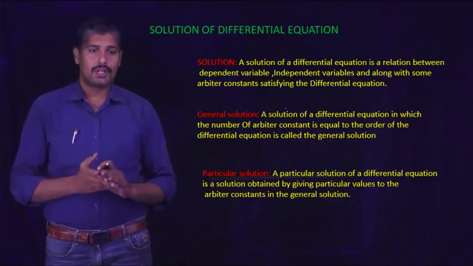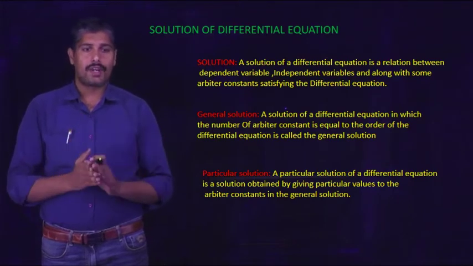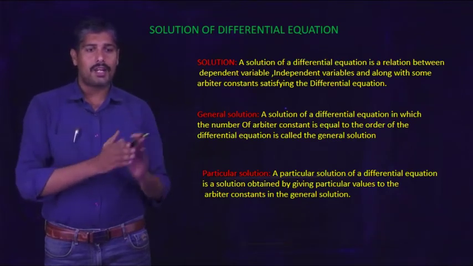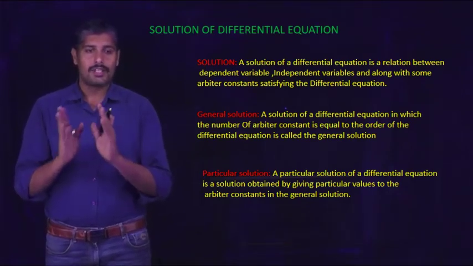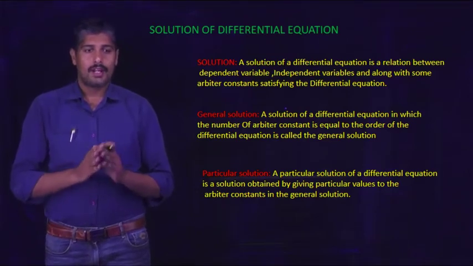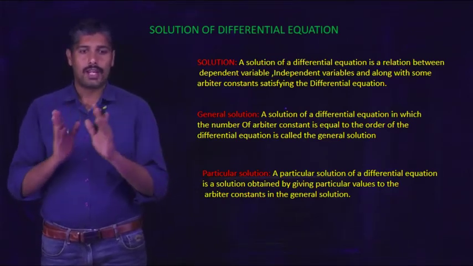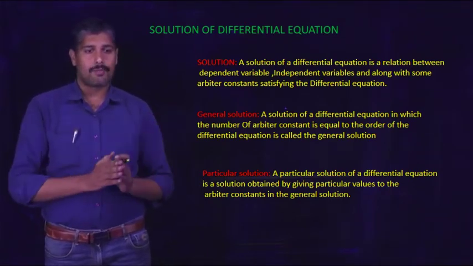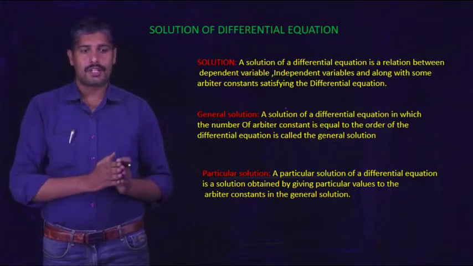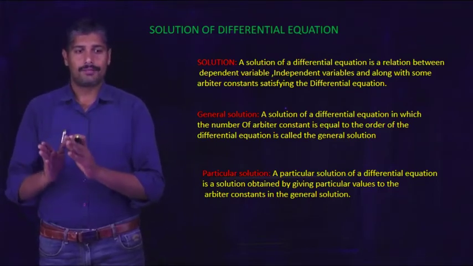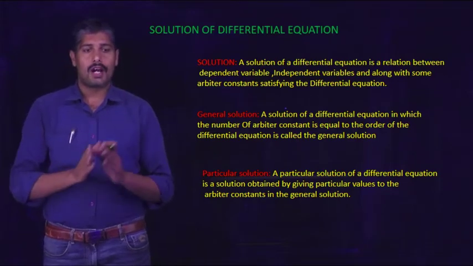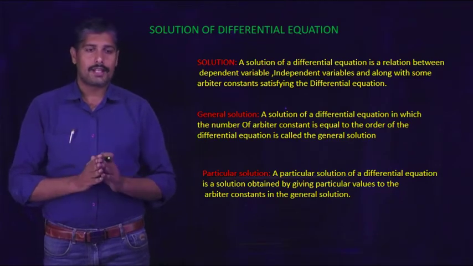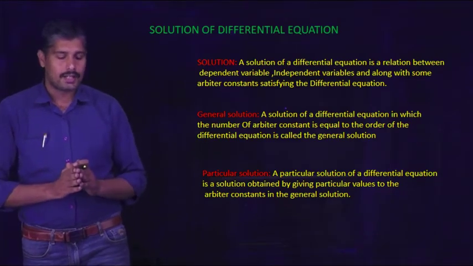What is the general solution? A solution of a differential equation in which the number of arbitrary constants is equal to the order of the differential equation is called the general solution. See, the number of arbitrary constants is equal to the order of the differential equation. That is the main important point. Next, particular solution. A particular solution of a differential equation is a solution obtained by giving particular values to the arbitrary constants in the general solution. See examples, then we understand clearly.